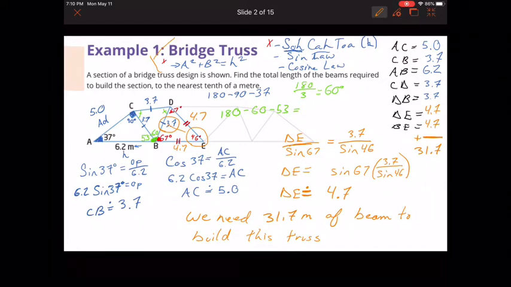So start off by knowing what information or which strategy we're going to use. If we've got a right angle, we can use SOHCAHTOA or Pythagorean's theorem. If we don't, we can use sine law and cosine law.